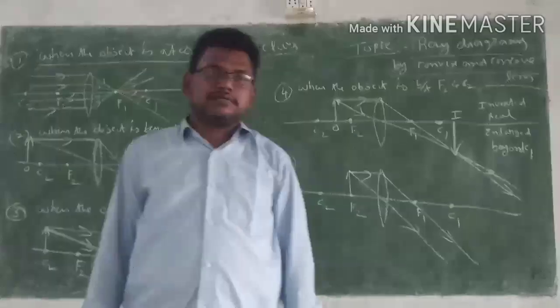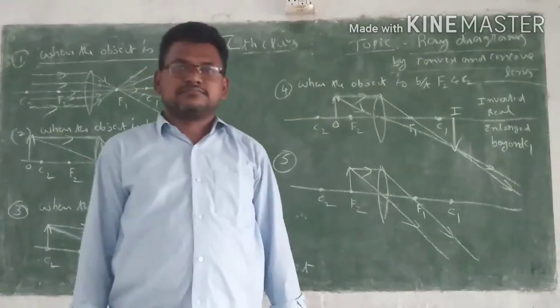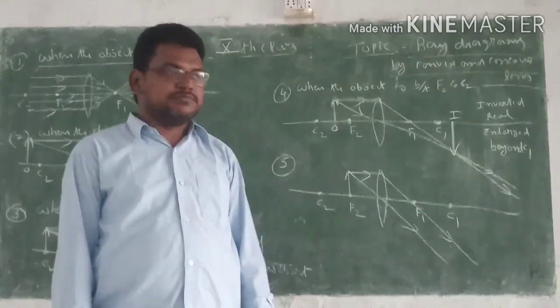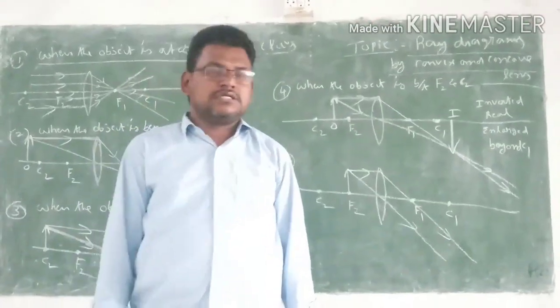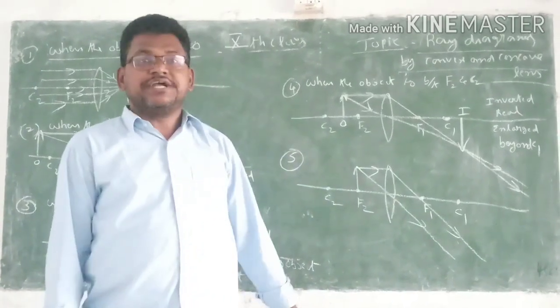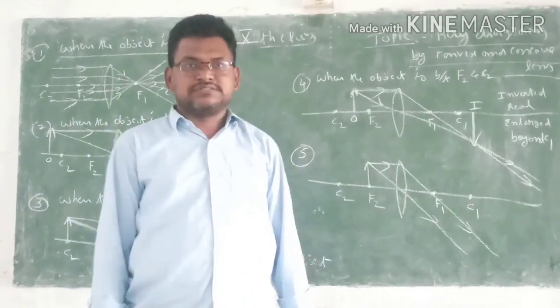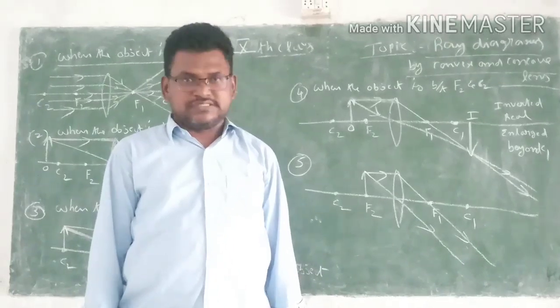Hi all of you. In the previous class we have seen some terminology in the case of lenses. Now in this class let's see ray diagrams for the formation of images by convex and concave lenses.